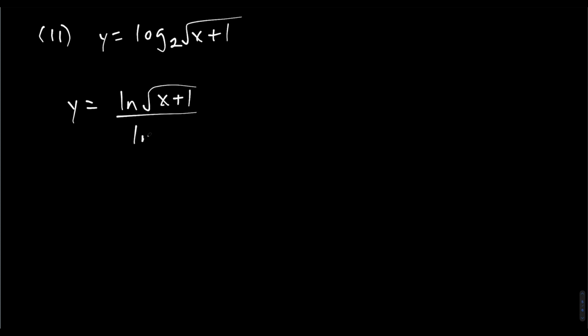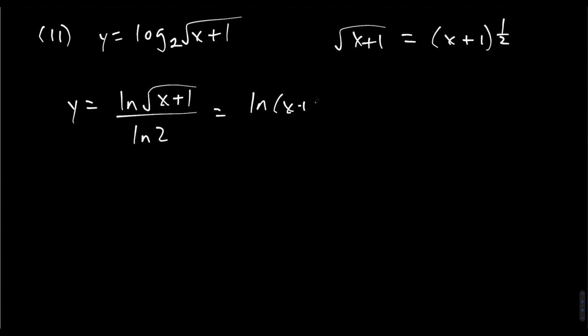Now for question 11, we're going to find the derivative of log base 2 of the square root of x plus 1. So for this, I'm going to start by doing a change of base formula. So we're going to have y equals natural log of the inside over natural log of the base. But we'll do a little bit more algebra. Just know that square root of x plus 1 is the same thing as x plus 1 to the half power. So what I could do with that is I could rewrite this as natural log of x plus 1 to the half divided by natural log of 2, and that 1/2 could pop out in front.